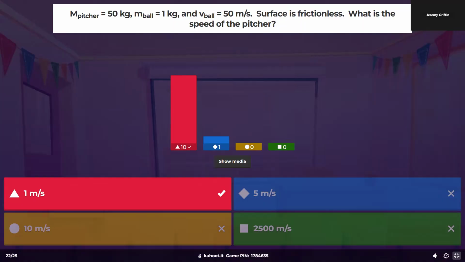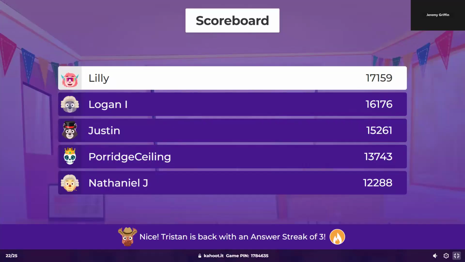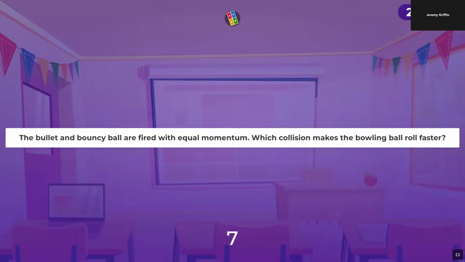Conservation of momentum. That's Nathaniel, Port Silly, Justin, Logan, Lily.